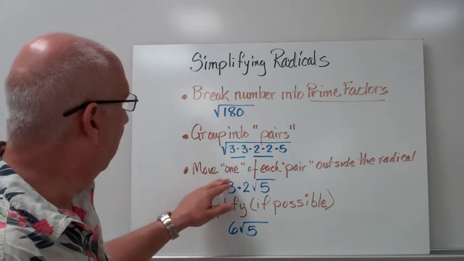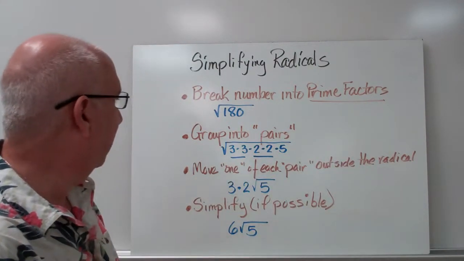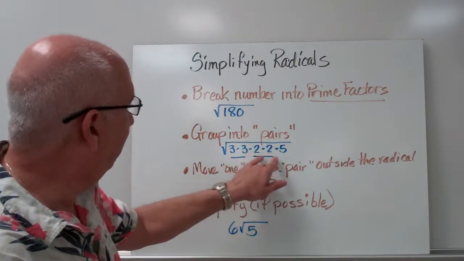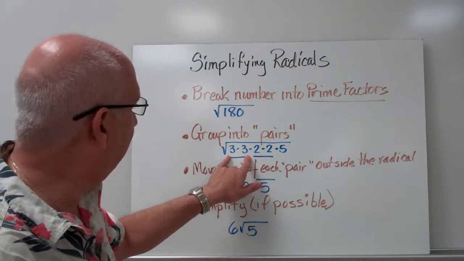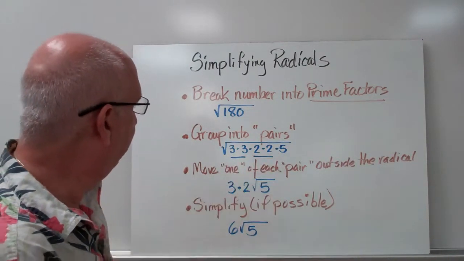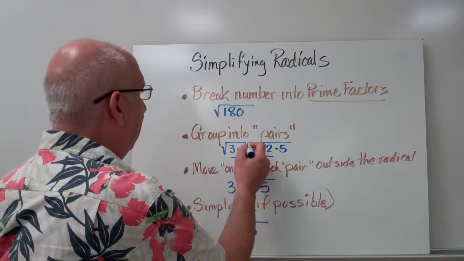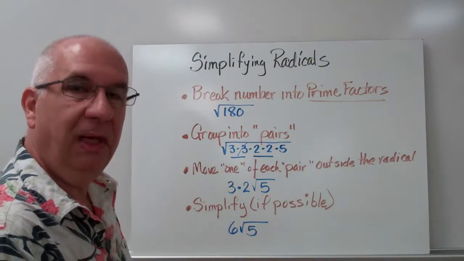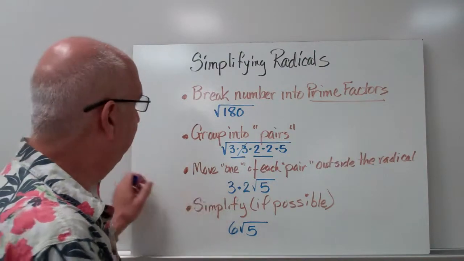Then you're going to move one of each pair to the outside of the radical. So what that means is this: if you have a pair of factors that are prime, like 3 and 3 here, or 2 and 2, you're going to move one to the front, like this 3, and you're going to drop this. Why? Because 3 times 3 is 9, and the square root of 9 is 3. So the 3 comes out front.